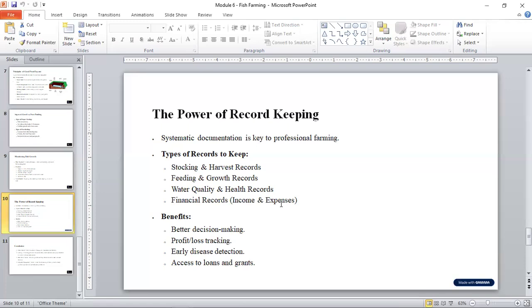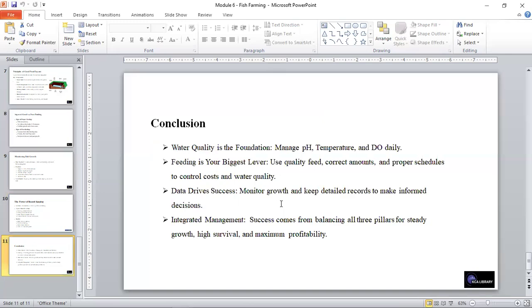The benefits of record keeping include it helps in better decision making. It helps to track profits and losses. It also helps to detect early disease. And lastly, it helps to access loans and grants.